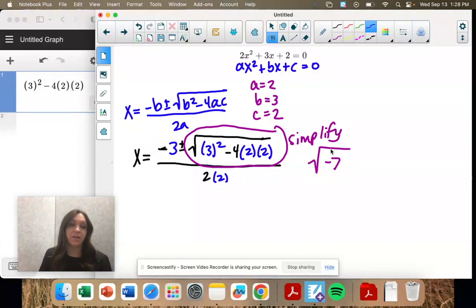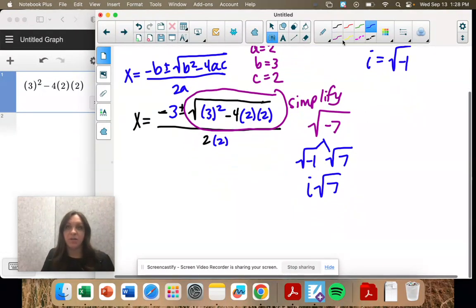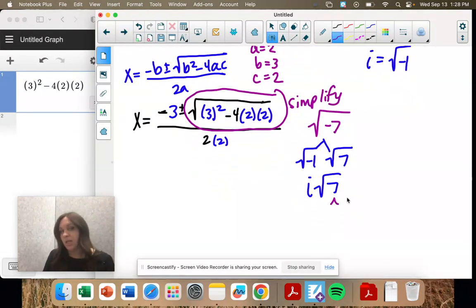So when it's negative, it's going to be a complex solution and have an i. So i is the square root of -1, remember? So we take out the square root of -1 and write i. And then we still have square root of 7, which 7's a prime number. We can't simplify it. That's it.